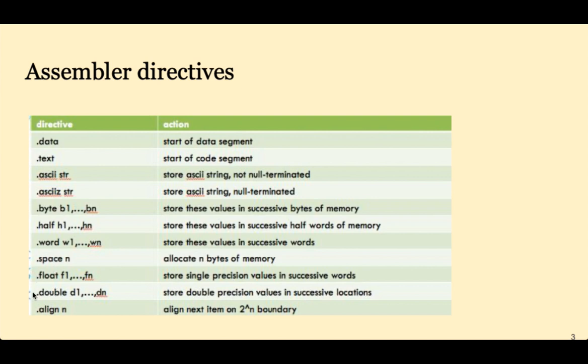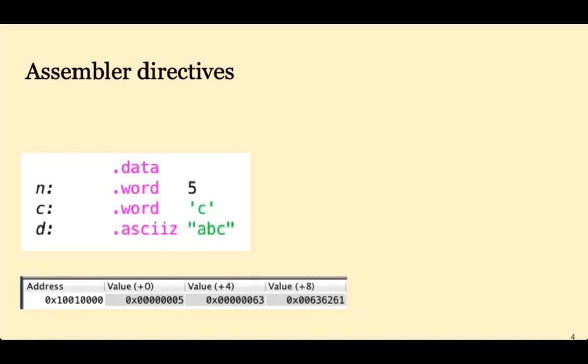We'll talk about floats and doubles later in the course. We'll typically use .align as .align 2, which will tell the assembler to put the next item in memory on a word boundary. We'll see an example of this later.